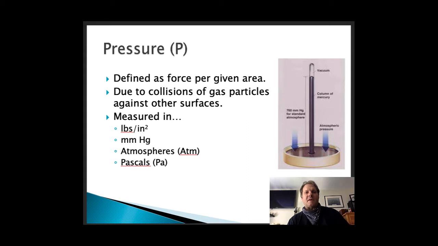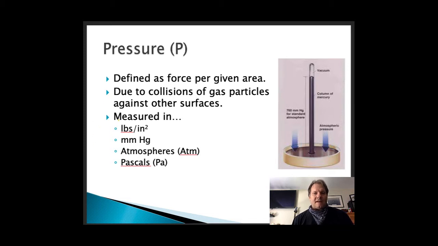The first thing we can talk about is the pressure. Pressure is a force per given area. The pressure itself is due to the gas particles colliding against surfaces. So if a gas particle hits a wall and bounces back off, it has given a pressure, a force, in that given area. So the whole idea of gas pressure is due to the collisions of gas particles against other surfaces. How do we measure it?